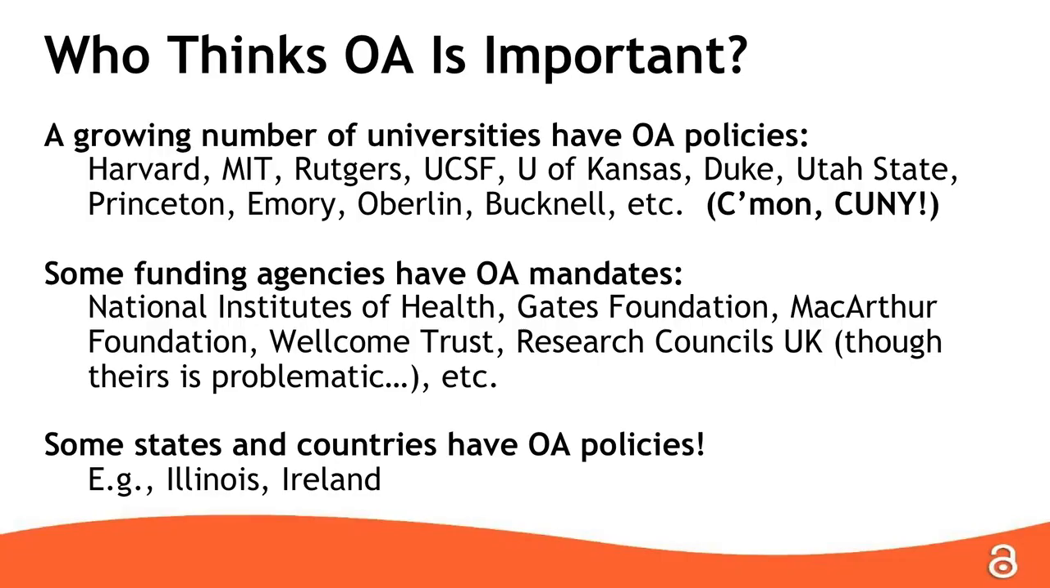There are a bunch of other funding agencies that have similar mandates: the Gates Foundation, the MacArthur Foundation, the Wellcome Trust, the Research Councils UK. Though it's interesting, the Research Councils' mandate favors gold open access in this weird way. The publishers sort of got to them and convinced them to favor gold, which of course allows the publishers to continue raking in fees. So people are hoping that the Research Councils' mandate will be tweaked, but there are a lot of mandates out there.